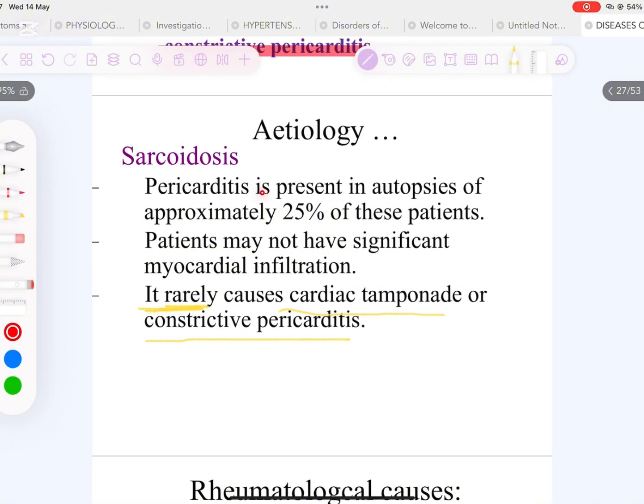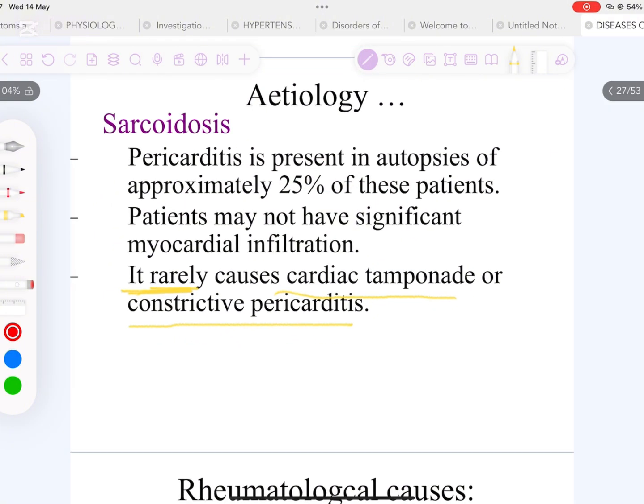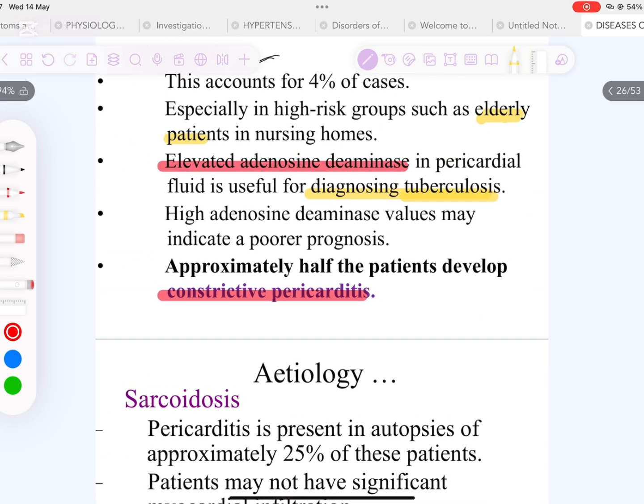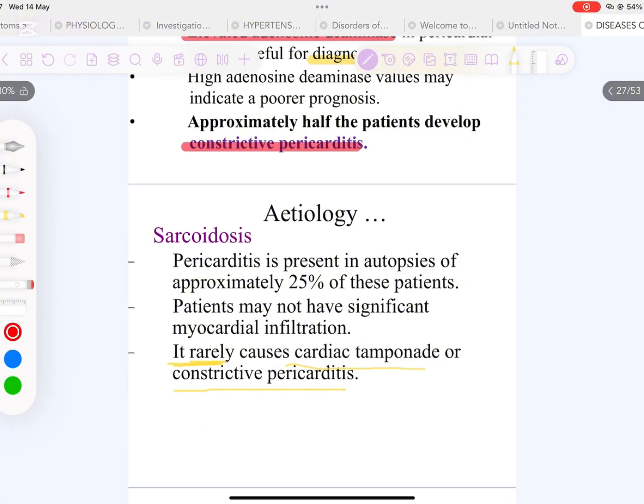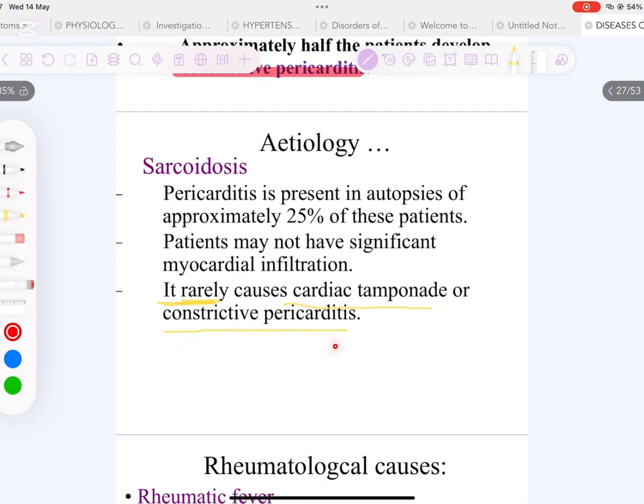Sarcoidosis. Pericarditis is present in autopsies in approximately 25% of these patients. But this one rarely causes cardiac tamponade or constrictive pericarditis, unlike TB, that causes constrictive one. TB will constrict the heart. Maybe for you to remember, I just know that TB has to do with the lungs. So whatever will happen to the lungs, it will now start constricting it. But sarcoidosis, it hardly constricts. That's what differentiates it from TB.